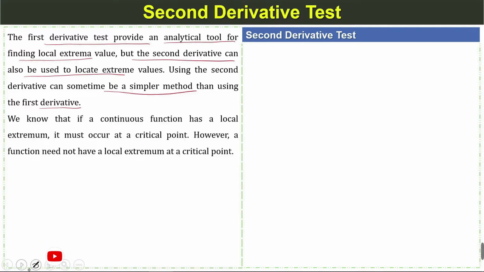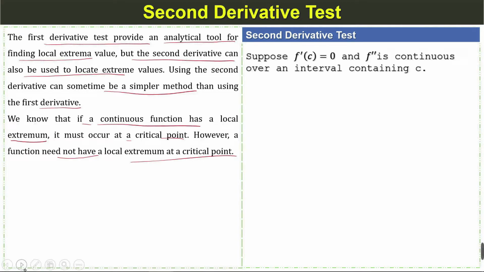Okay, so we know that if a continuous function has a local extremum, it must occur at a critical point. However, a function need not have a local extremum at a critical point. So now let's start to discuss the second derivative test. What is the second derivative test?